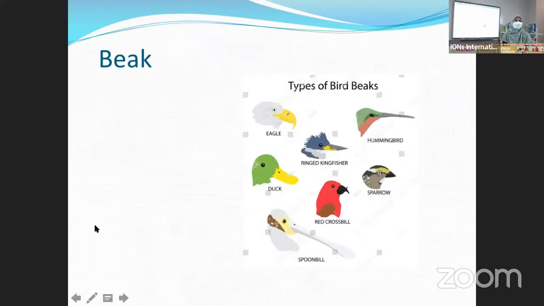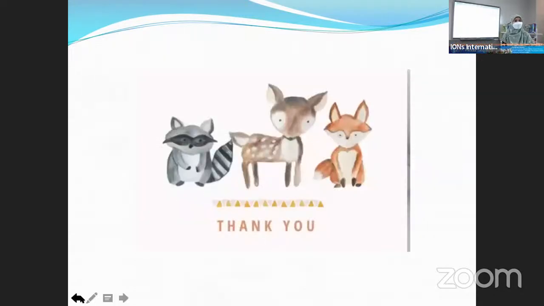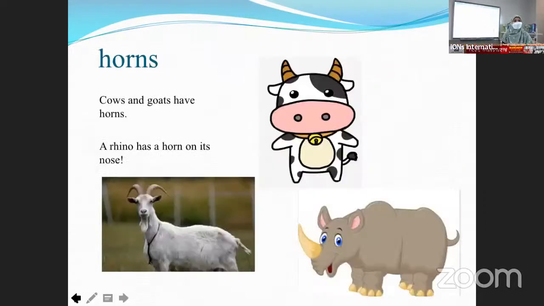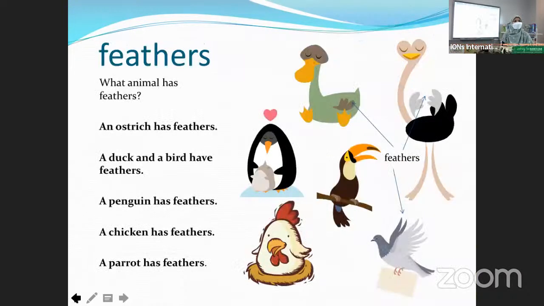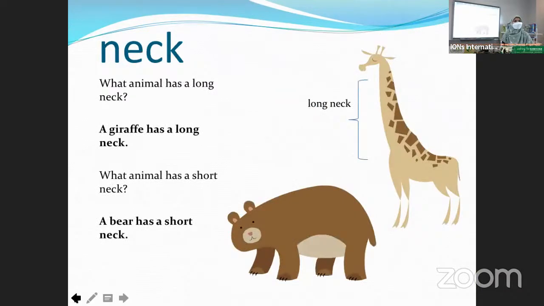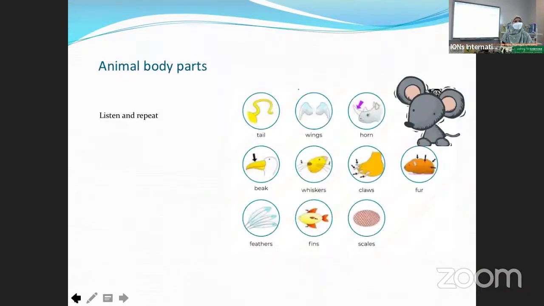How many animals have we learned about? So many, miss. Yeah, every animal has their own body parts. So the next, it's finished. We can try again to listen, and this one we can try again to remember, listen, and repeat.